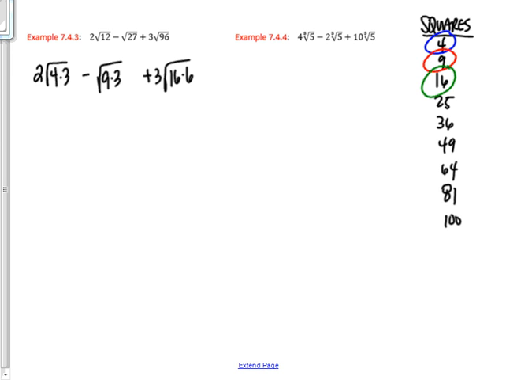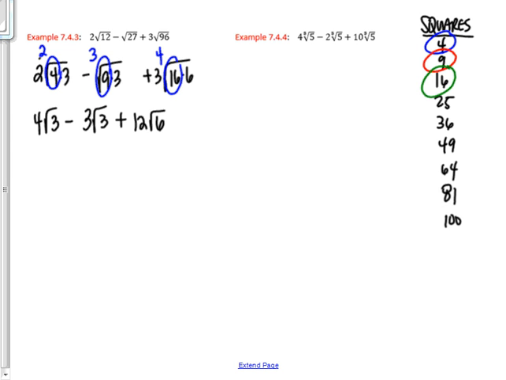Alright, so let's pull what we can out. Square root of 4 comes out as a 2. Square root of 9 comes out as a 3. Square root of 16 comes out as a 4. And so they multiply with what's already on the front. So I get 4 square roots of 3 minus 3 square roots of 3 plus 12 square roots of 6.